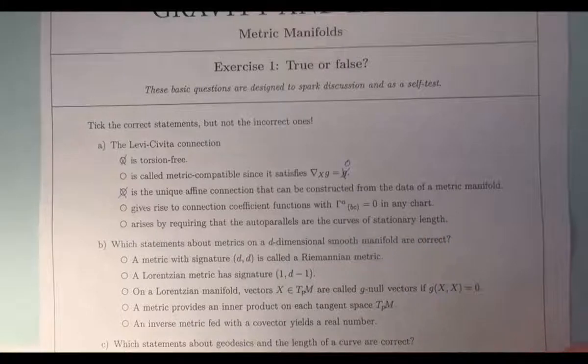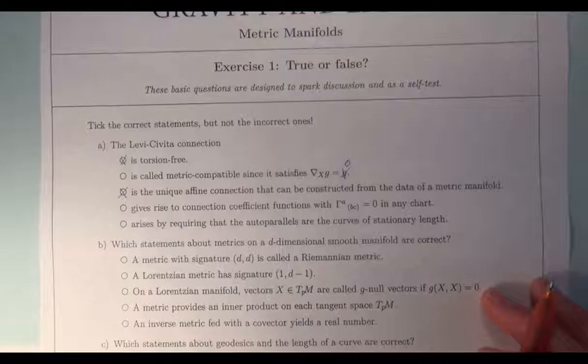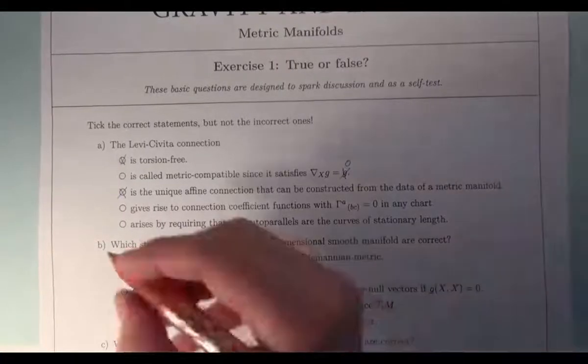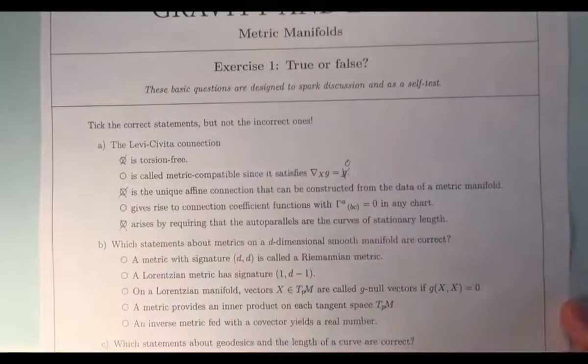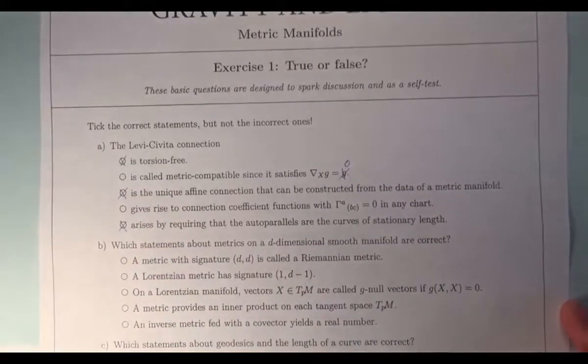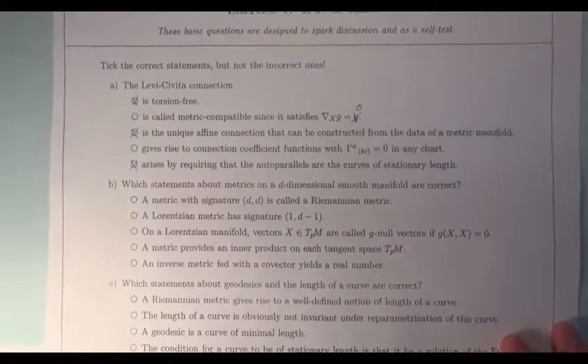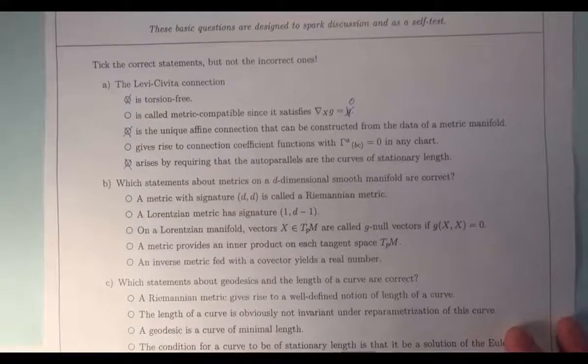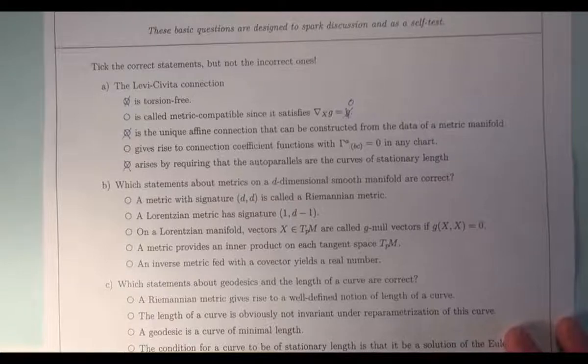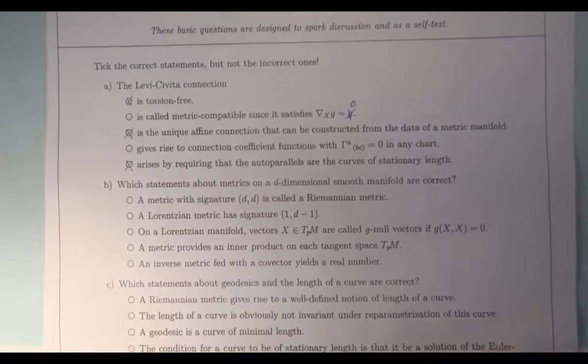The Levi-Civita connection arises by requiring that the autoparallels are the curves of stationary length. That's quite true, and we already saw that in the lectures. So in this question, only answers 1, 3 and 5 are correct.